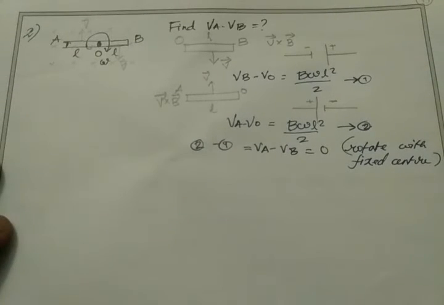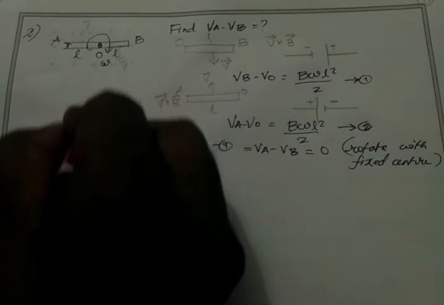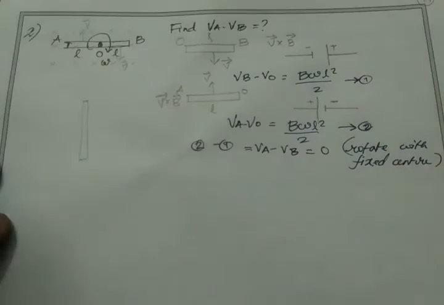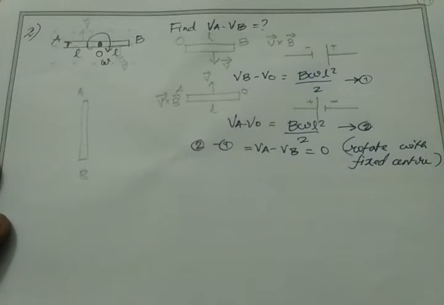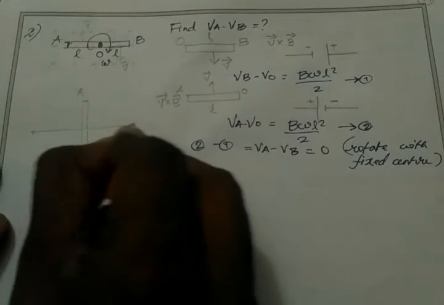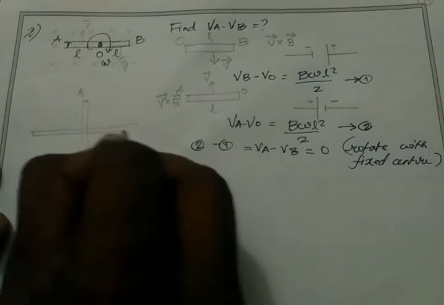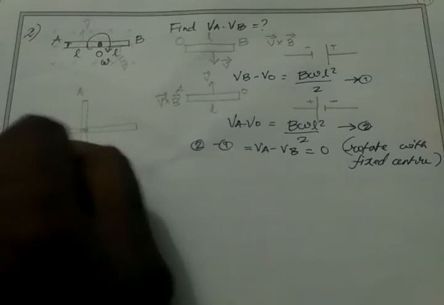Consider the situation. We have a center, we have a rod AB in cross magnetic field. Okay, so we have another rod PQ.